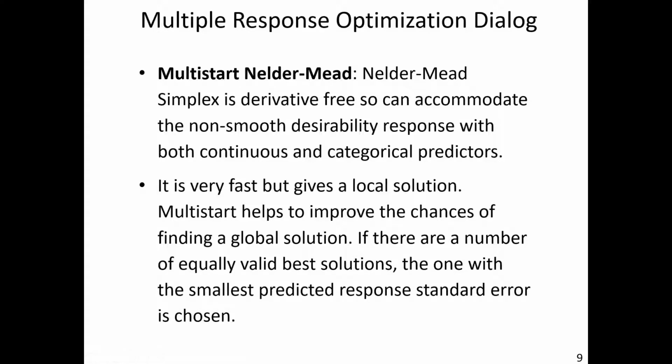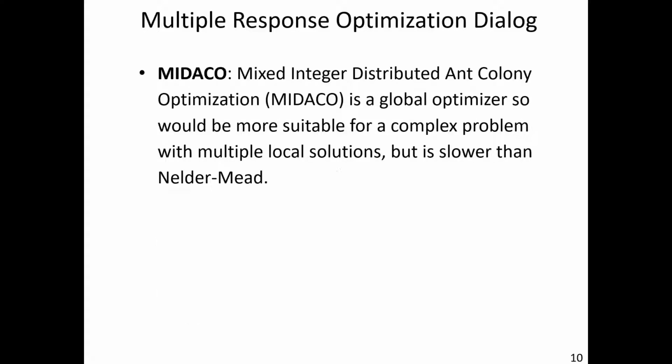So if you run it 100 times, 100 starts, then you have a better chance of getting a global solution. Also, if there are a number of equally valid best solutions, the one with the smallest predicted response standard error is chosen. So that's done in the background. It's just that when you're doing 100 or even 1,000, whatever number of tries, amongst those, you may find a number of equally valid solutions. So it's going to actually go through and pick the one that has the smallest predicted standard error. That's due to the model uncertainty, of course. So it just picks that out and we'll pick the minimum.